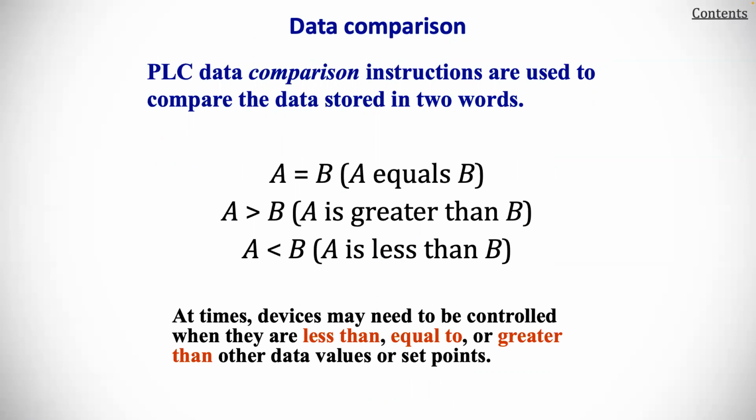PLC data comparison instructions are used to compare the data stored in 2 words. We can test whether they are equal, whether one is greater, or one is less, and thus we can have decision mechanisms. At times, devices may need to be controlled when there are values less than, equal to, or greater than other data values or set points.